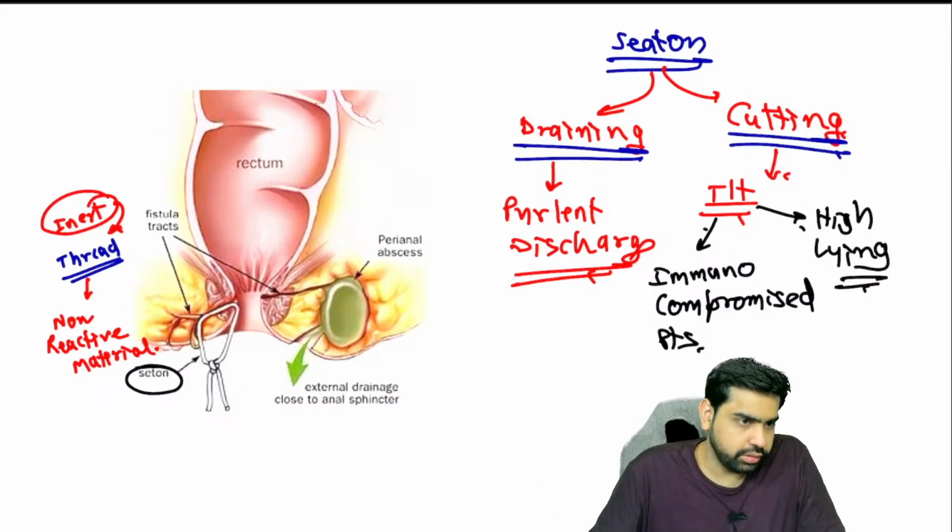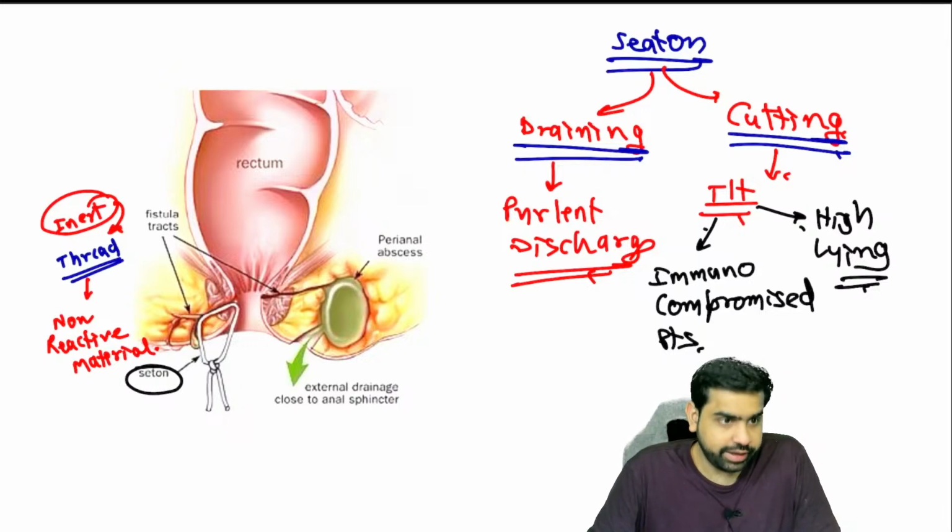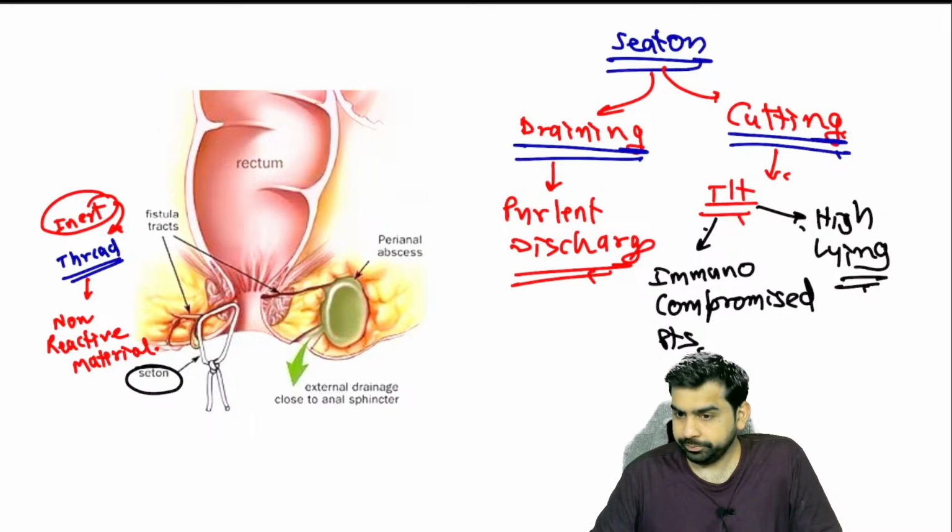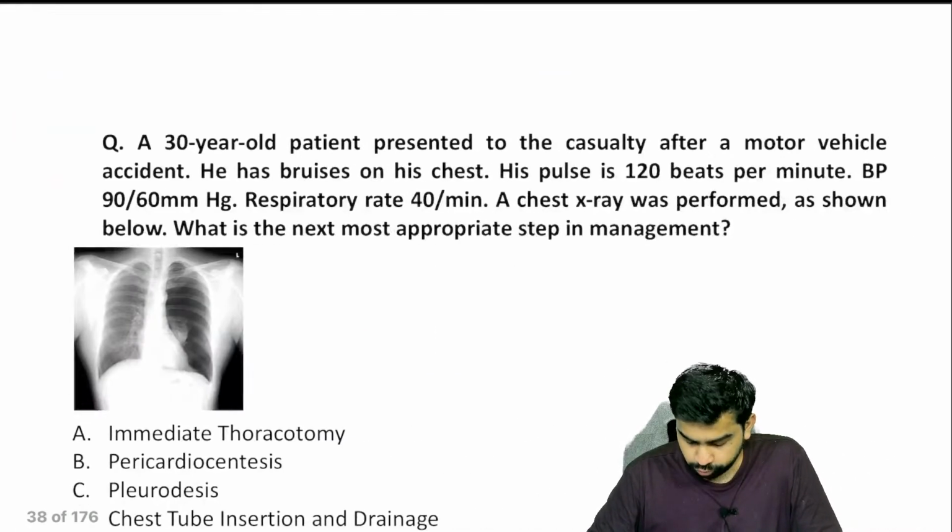Yes, I did mention it. This is important if there's a patient who is having AIDS or HIV, and they ask you that the patient is having a fistula in ano, and how are you going to manage these patients? You're going to manage these patients with the help of a cutting seton. Understood? Now let's move to the next question.